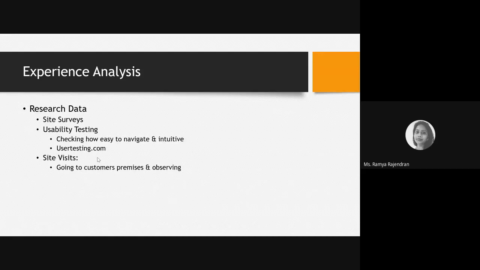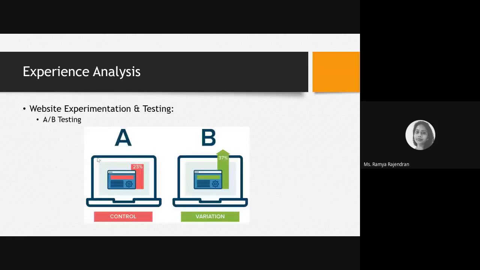So this is based on the research that you can do. The next one is website experimentation testing, A/B testing. A/B testing is a very commonly used testing method. Here, they compare two versions of the website to see which performs better.